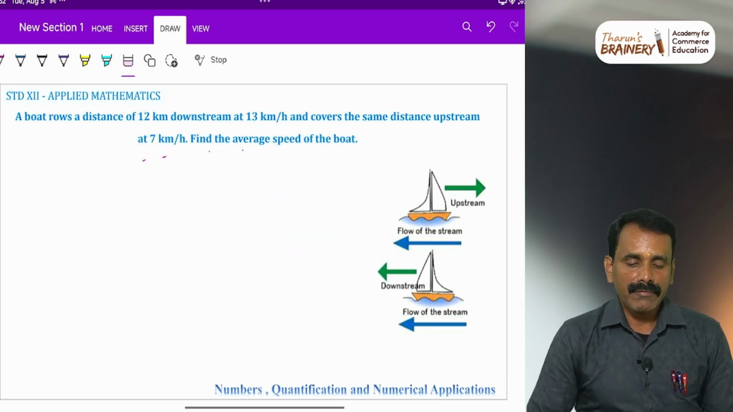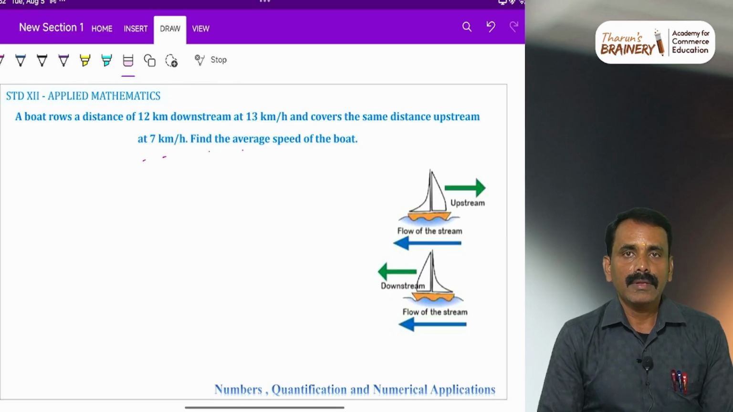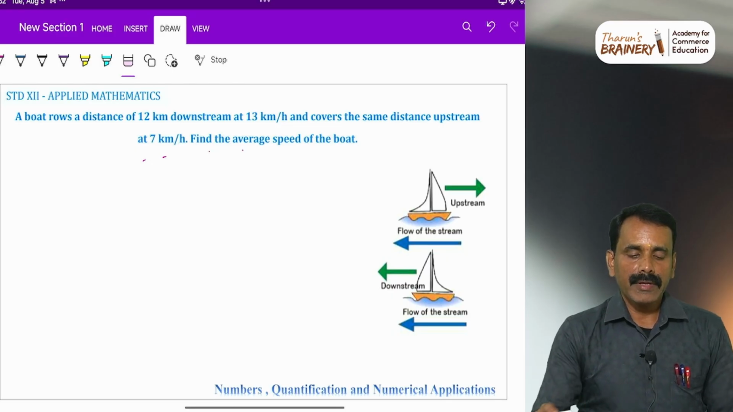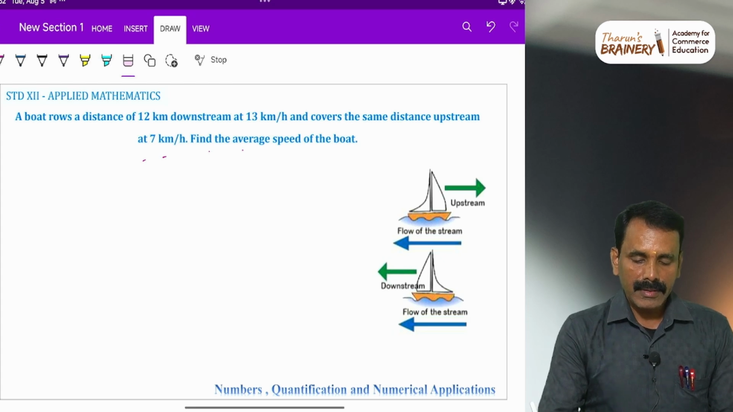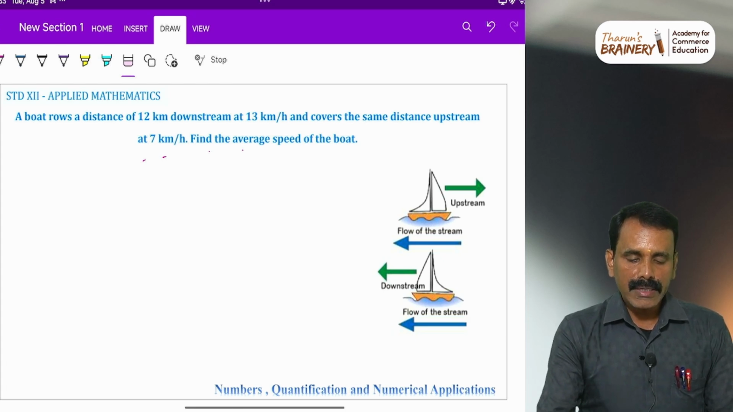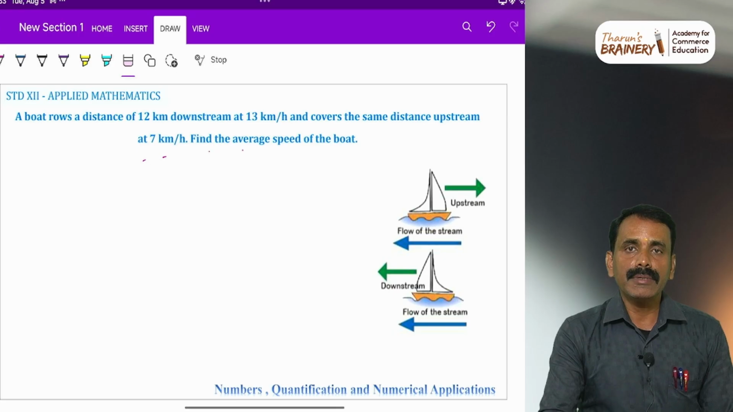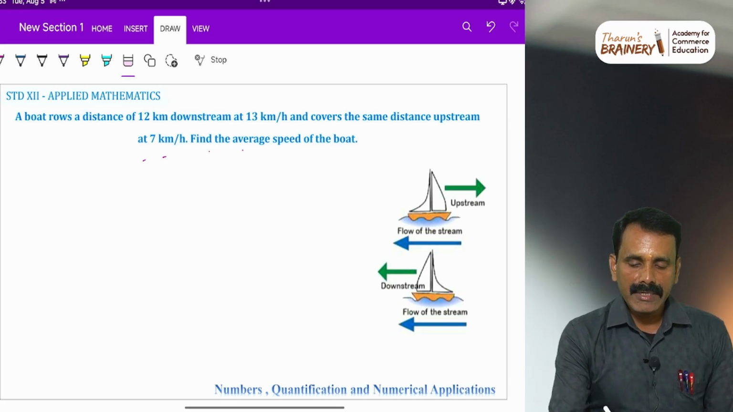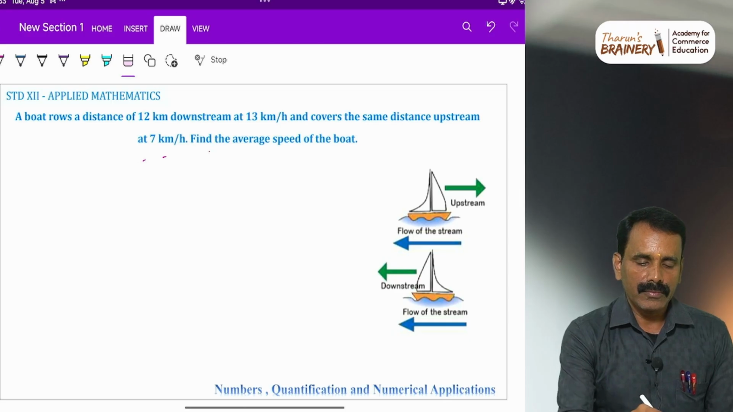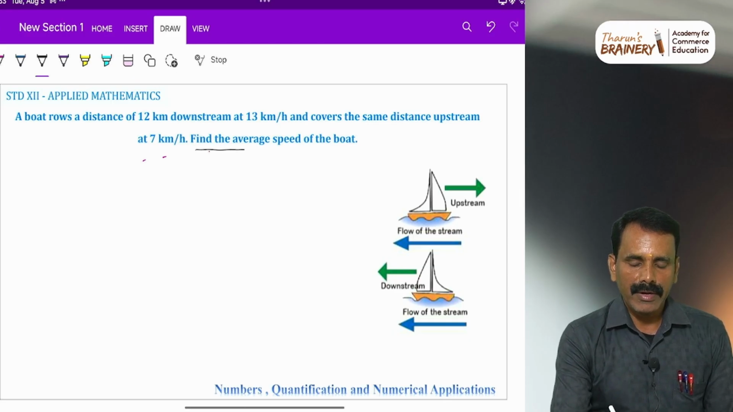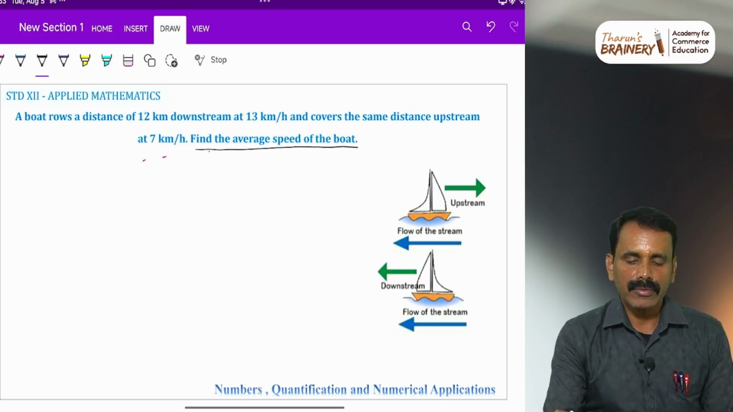Hi students, we are having a typical problem here. A boat rows a distance of 12 km downstream at 13 km per hour and covers the same distance upstream at 7 km per hour. And we are supposed to find the average speed of the boat.